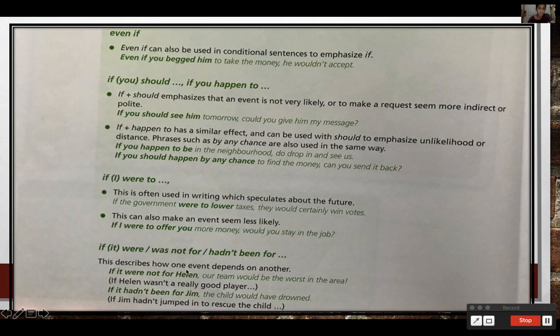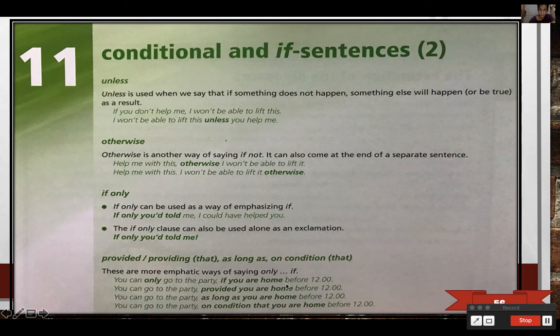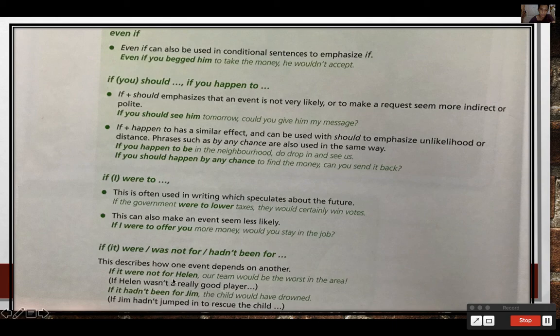If and were not for or hadn't been for. This describes how one event depends on another. For example, if it were not for Helen, our team would be the worst in the area. Dice, si no hubiera sido por Helen, si no fuera por Helen, nuestro equipo sería el peor en el área. If it hadn't been for Jim, the shot would have drowned. Okay? If Jim hadn't jumped in to the rescue, the child would have died.